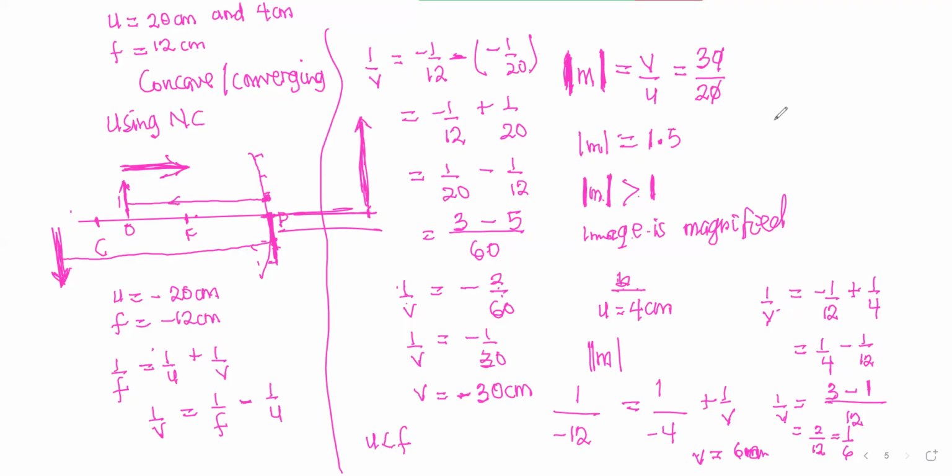Let's see if the image will be magnified. Here, M is V over U. What is V? V is 6. U is 4. What is 6 over 4? 3 over 2. What is 3 over 2? 1.5. So this value is greater than 1. Once it's greater than 1, image is magnified.